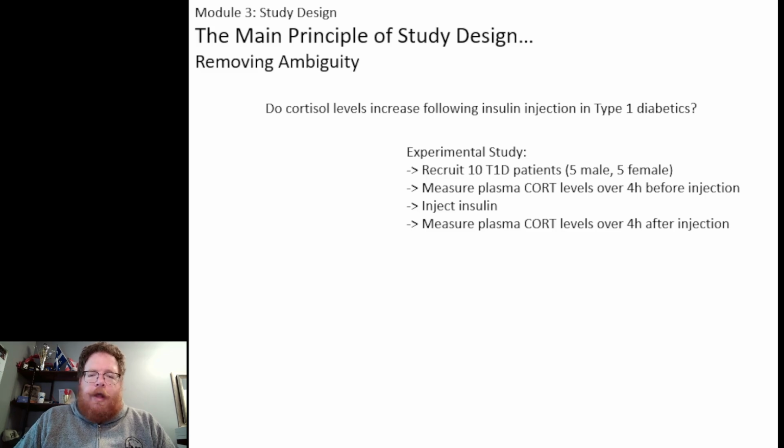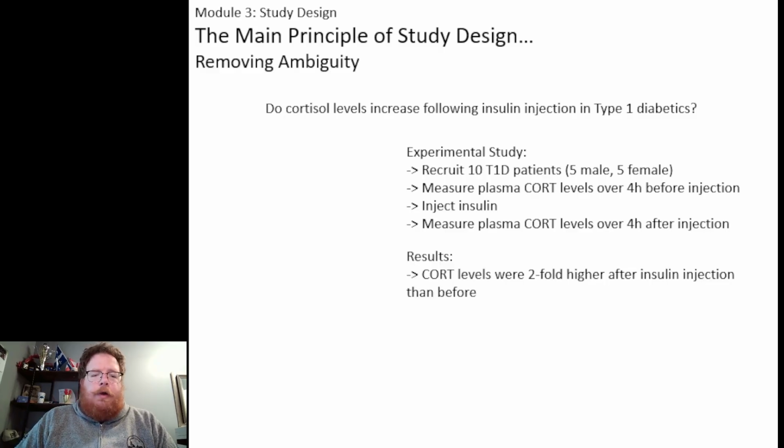Okay, so we've got our 10 patients. We are going to measure their plasma cortisol levels over a 4-hour period before the injection. And then we're going to inject them with insulin. And then we're going to measure their plasma cortisol levels again for the 4 hours after the injection. And this will allow us to see if insulin injection has any effect. And here are the results that we obtained. So cortisol levels were 2-fold higher after insulin injection than before. Okay, so we have the answer to our question, right? No ambiguity?